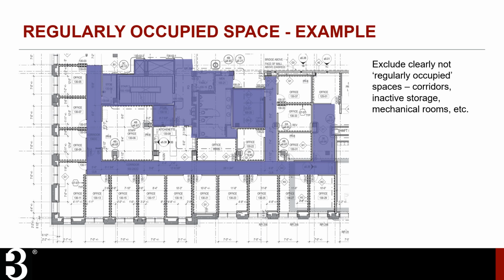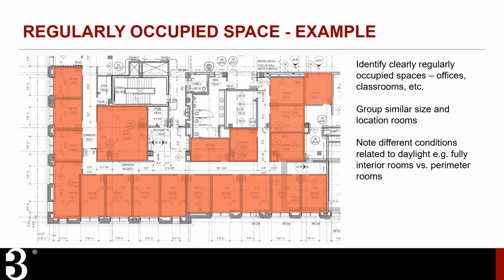First, spaces that clearly do not meet the definition of regularly occupied can be excluded. Spaces such as hallways, inactive storage rooms, mechanical rooms, and bathrooms do not need to be listed or meet the daylight requirement. Similarly, spaces that clearly do meet the definition of regularly occupied spaces are identified. These spaces may be grouped into representative spaces to streamline the compliance process.